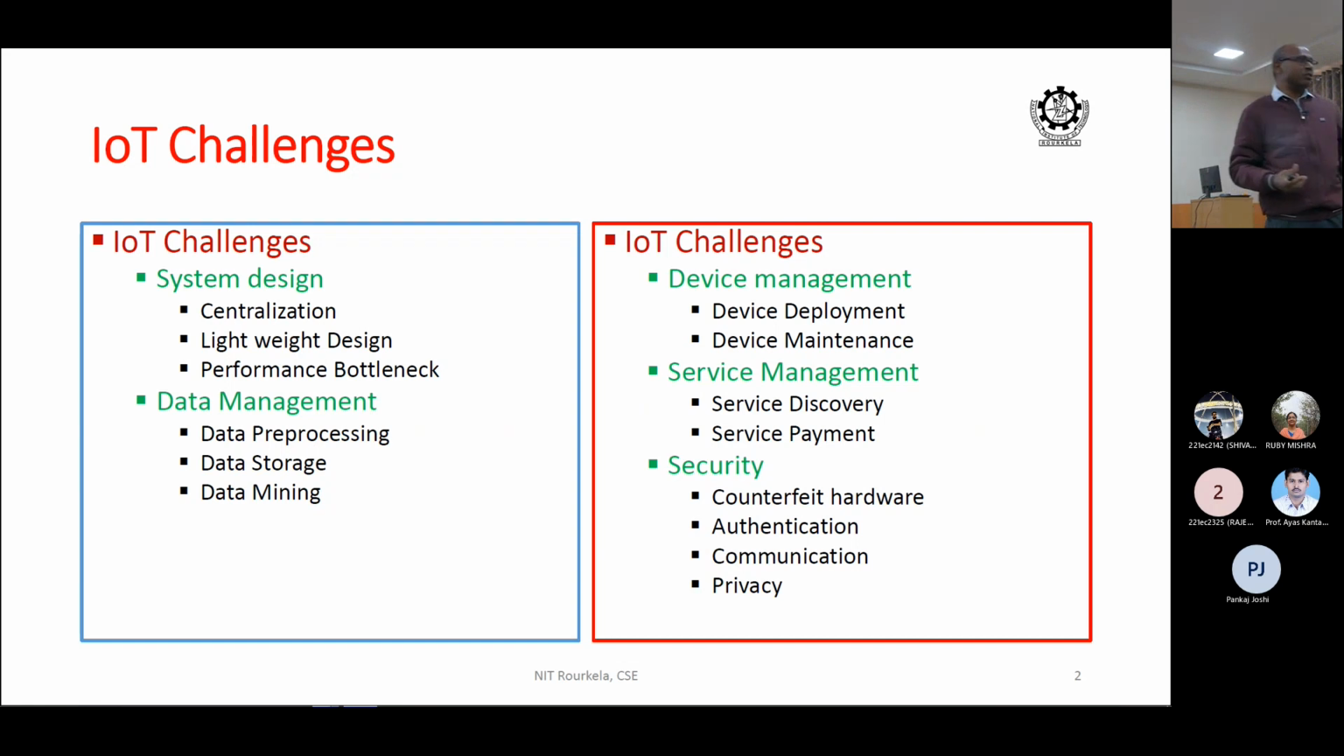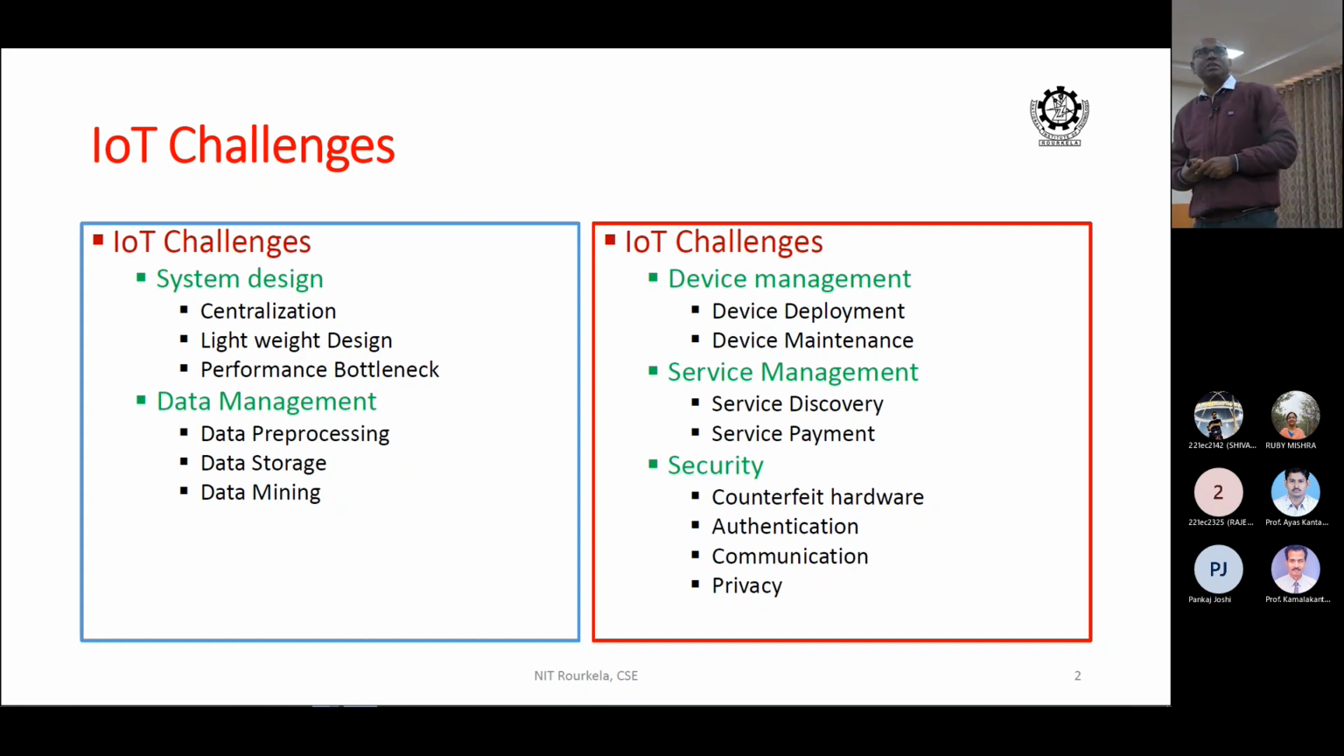Then the service management. The IoT network itself provides a service, so how do you discover the service of your interest? And once you have a service, there must be a payment for every service. So how can the payment be made? All these are issues.